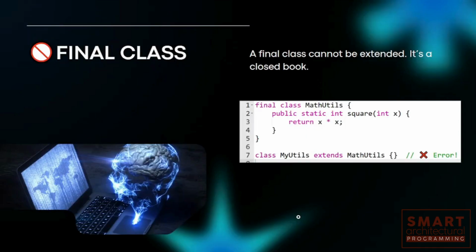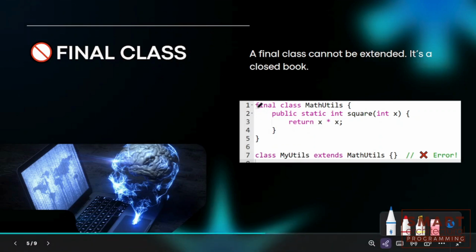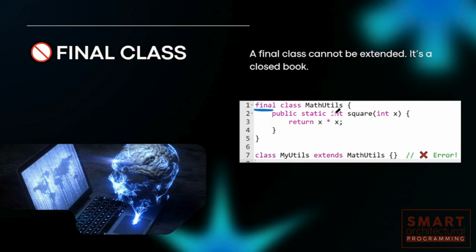So a final class is a class that cannot be extended. It's a closed book, right? As you can see here, we have a final class. The final keyword is used in front of this class, and it's MathUtils, with a square function here. But as you can see below, when we try to extend MathUtils, even after the final keyword, it's going to raise an error because this is not allowed in this particular class, considering we've used the final keyword. It cannot be extended.